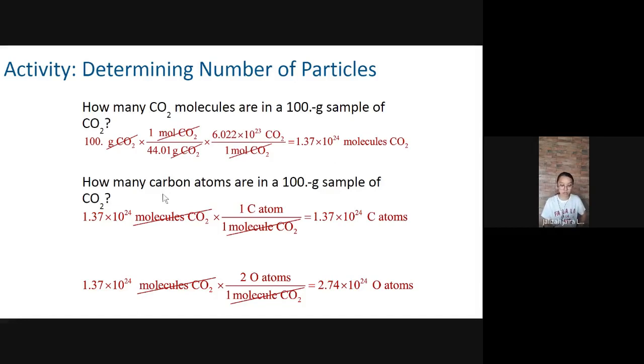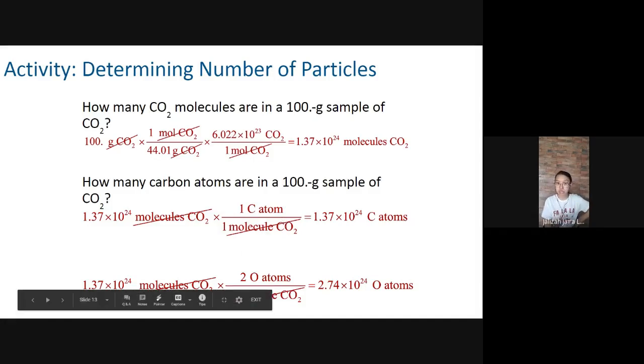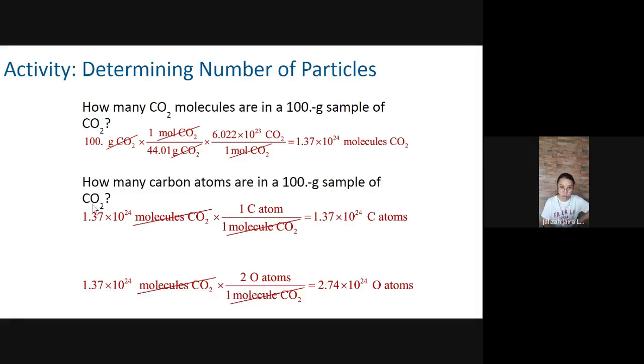Now, the next problem is asking us about the number of carbon atoms in 100 grams of carbon dioxide. Well, first, you have to find out how many carbon dioxide molecules are there in your sample, in your 100 grams of carbon dioxide. So we just take the answer from the previous one and then multiply it by a different conversion factor. You would notice we have molecules right here. And remember that for every one molecule of your carbon dioxide, how many carbon atoms are there? For this particular conversion factor, you have to go back to the formula. Let's look at CO2. How many C's can you see in CO2? That was pretty much a tongue twister. So again, how many C's do you see in CO2?